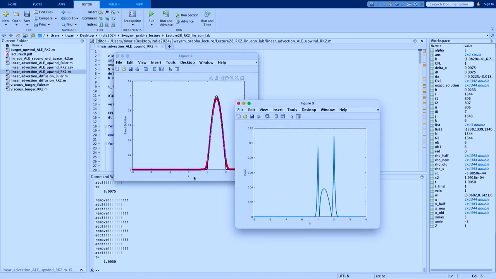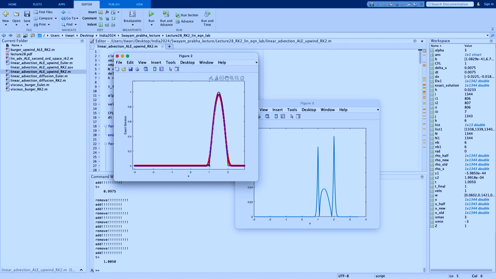You see that it is the first order upwind scheme. Therefore, in the corner, you have a little bit of diffusion here. The red is the numerical solution. Blue is the exact solution. In the middle, we have the smaller error, but the larger error is in this corner.